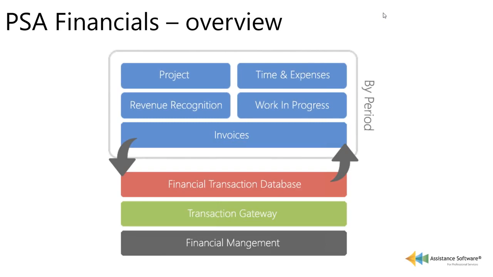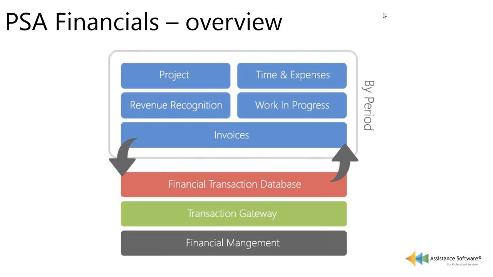The PSA Financials module is effectively a financial transaction database or a project accounting ledger for Assistance PSA. And a transaction gateway, which could be any number of data connectors, Scribe being the most popular one, can be used to pass this data into your ERP system. You can use the same connector to pass data back from ERP to update our financial transaction database.